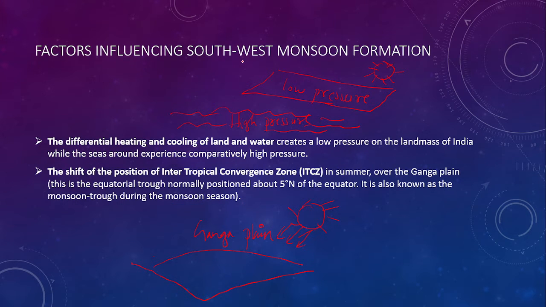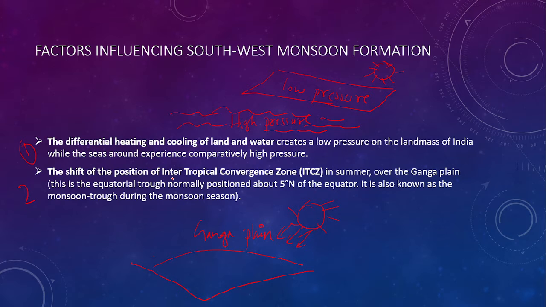Factors influencing southwest monsoon formation. Differential heating and cooling of land and water creates a low pressure on the landmass of India, while the seas around experience comparatively high pressure.